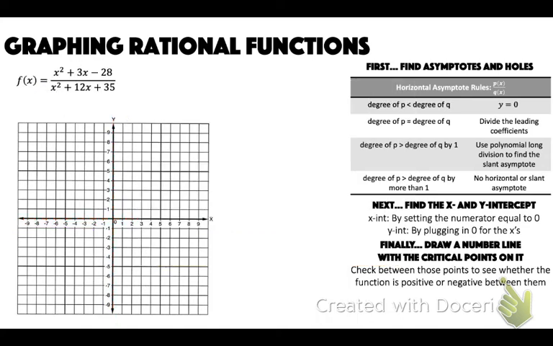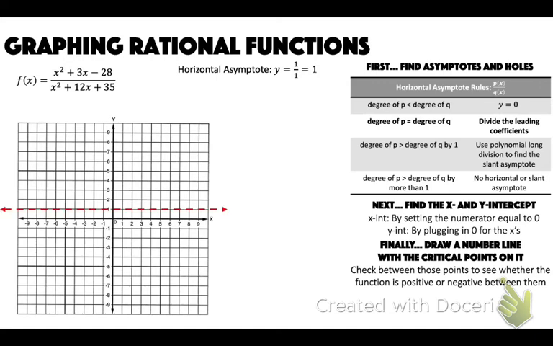All right, next. Okay, this one. So x squared plus 3x minus 28 over x squared plus 12x plus 35. So the degree on top is equal to the degree on bottom. So we're going to divide those leading coefficients. So the horizontal asymptote is 1 over 1, which is 1.